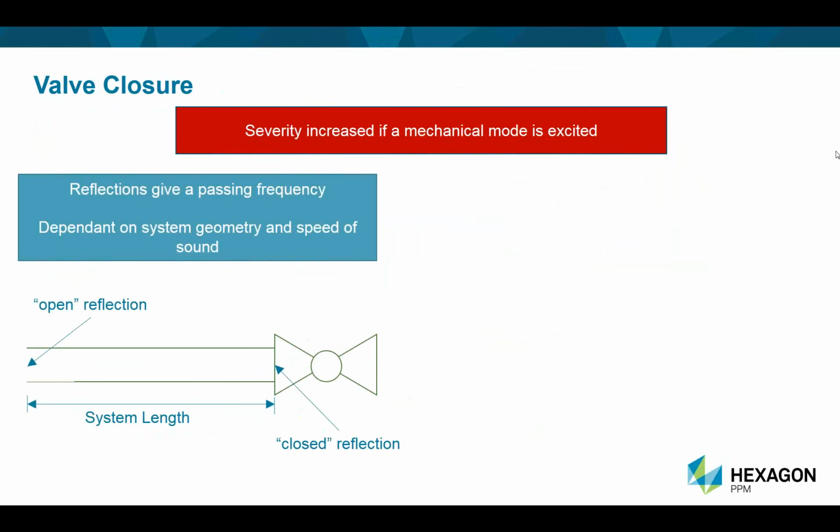In addition to that, once the pressure wave flows back through the system and reaches the end or a stop point, then it will reflect back and go back through the piping system. And these reflections give a passing frequency on the surge event. And that passing frequency depends on the geometry of the system and also the speed of sound in the fluid.